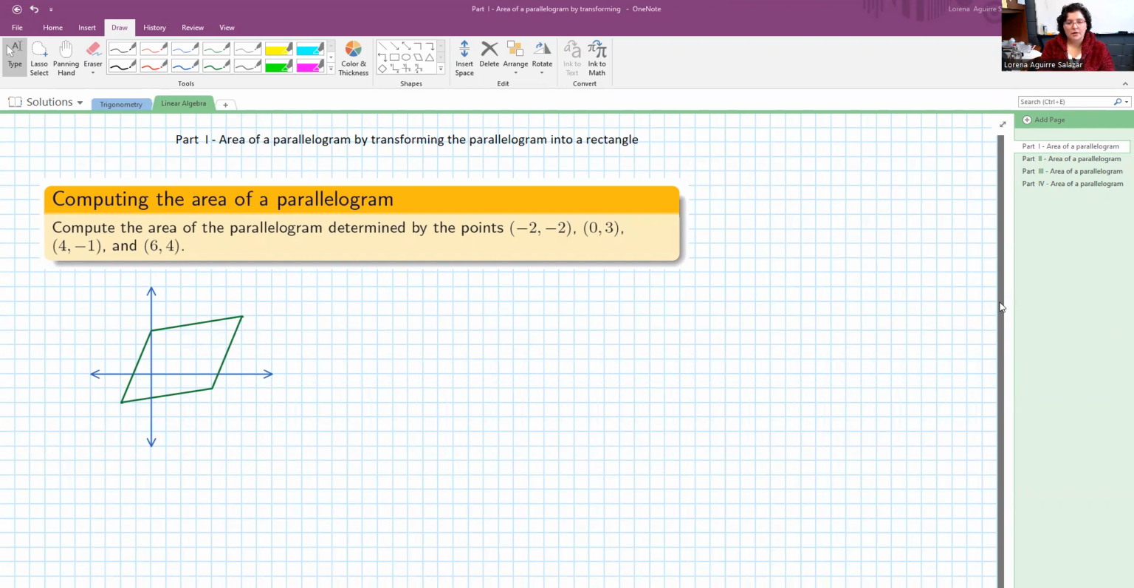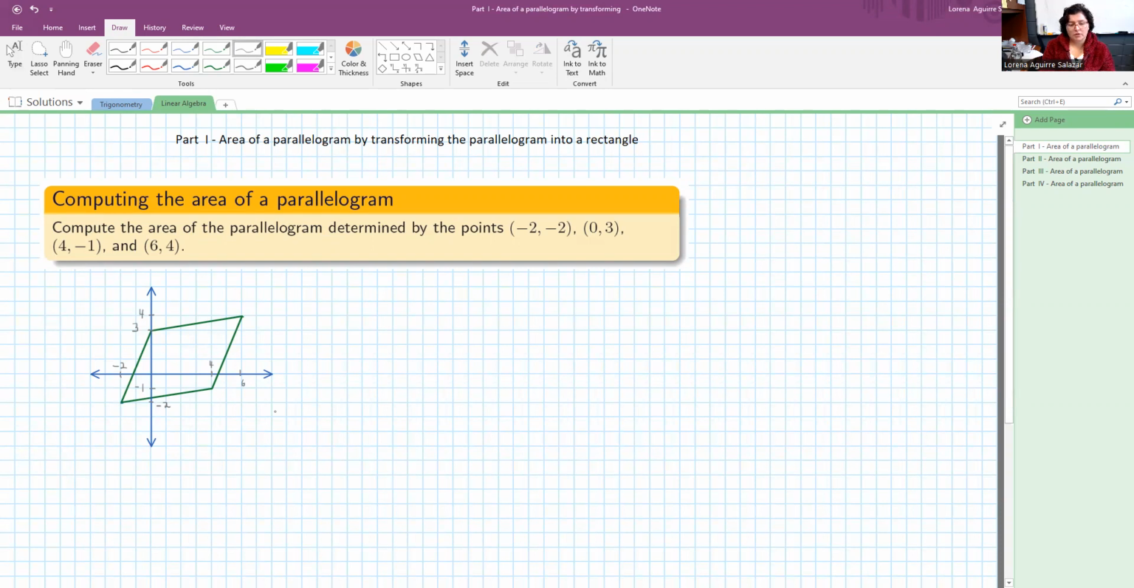So our parallelogram is determined by the points (-2, -2), so here we have -2 in x, -2 in y, then (0, 3), there is 0 in x, 3 in y, (4, -1), 4 in x, -1 in y, and (6, 4), 6 in x and 4 in y. This is our parallelogram. We're going to transform the parallelogram into a rectangle.